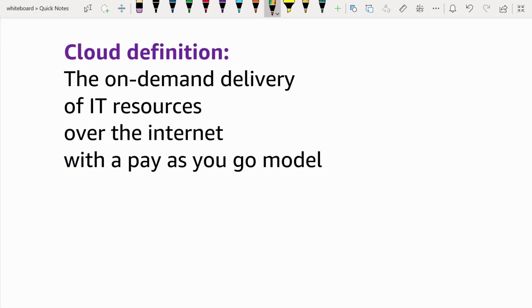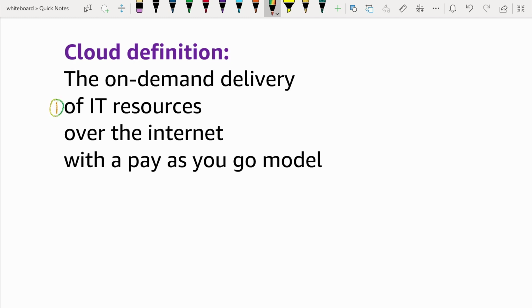And let's start with AWS. It stands for Amazon Web Services, and that is a cloud provider. So first thing we're going to look into is what is the definition of a cloud itself? The on-demand delivery of IT resources over the internet with a pay-as-you-go model. That's the definition.